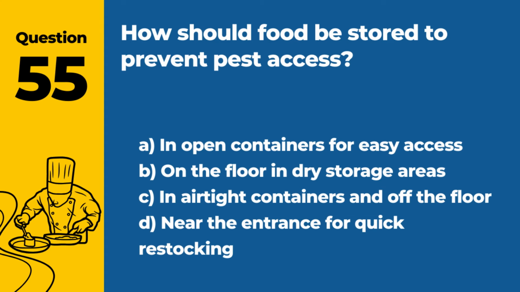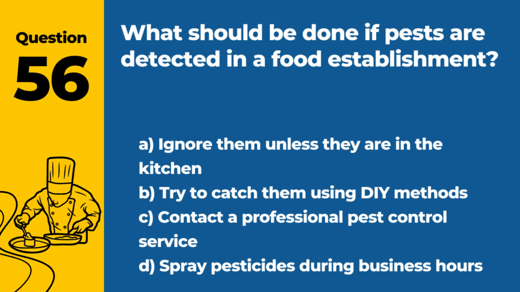A. In open containers for easy access. B. On the floor in dry storage areas. C. In airtight containers and off the floor. D. Near the entrance for quick restocking. Answer. C. In airtight containers and off the floor. Food should be stored in airtight containers and kept off the floor to prevent pest access. Question 56. What should be done if pests are detected in a food establishment?